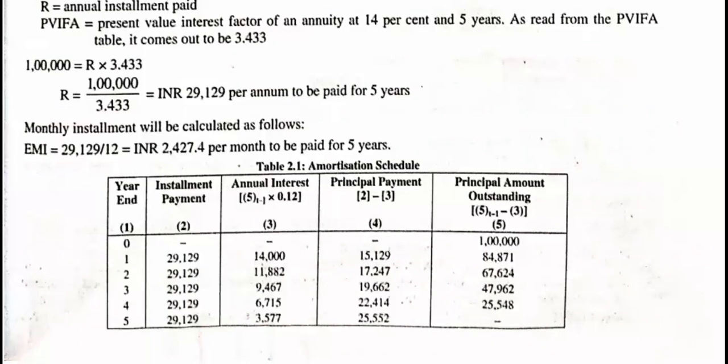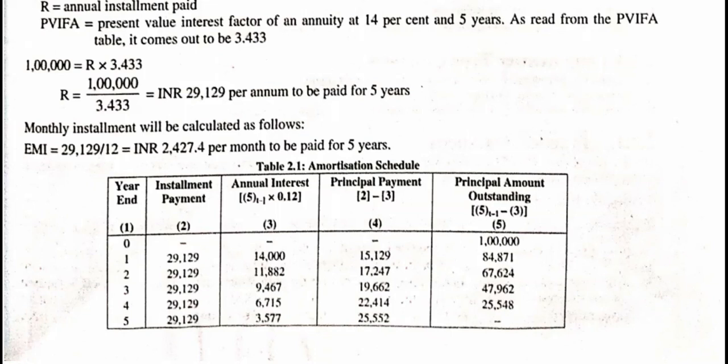So this way you can see in this problem that every year after the first year, if you go on comparing, the principal payment has increased, right? It was 15,129 in the first year, in the second year 17,247, 19,662, then 22,414, 25,552. Every year the principal payment has increased because the portion of interest has decreased. Due to that, the portion of principal payment has increased.